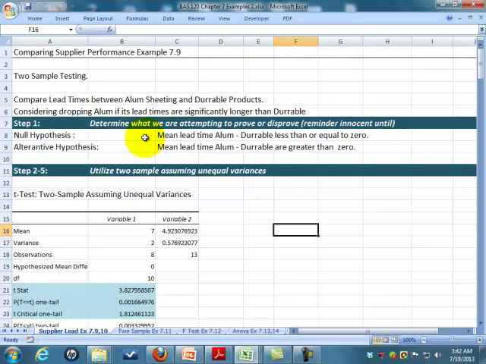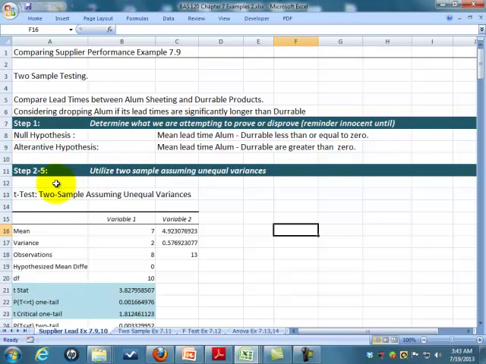So you can see it's very similar. Step one is to determine our null hypothesis and our alternative hypothesis. So the null hypothesis is the average lead time of aluminum less durable is less than or equal to 0. In other words, the null hypothesis is aluminum is as good or better than durable in terms of lead time. The alternative hypothesis, what we are trying to prove, is that aluminum has much longer lead times. So aluminum's lead time minus durable's lead time is greater than 0.